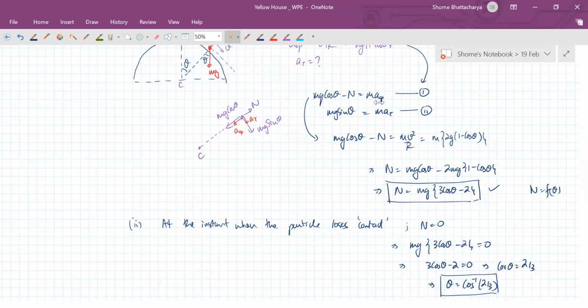Yes, Prince, that's correct. Okay, so if you use a cos inverse table or a scientific calculator, you can see that cos inverse of 2/3, or 0.67 approximately, is about 48 degrees. So theta is going to be nearly 48.2 degrees, a little bit more than 45 degrees.